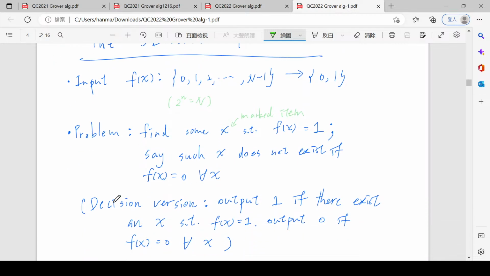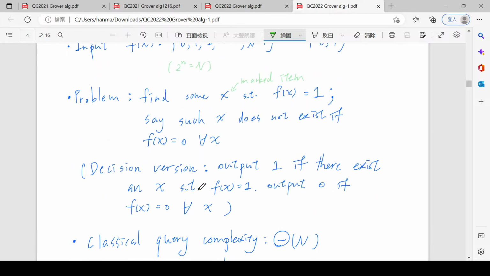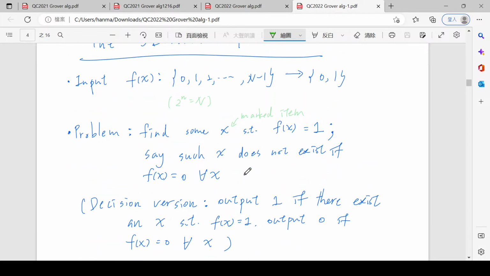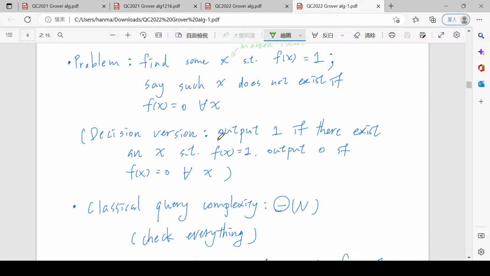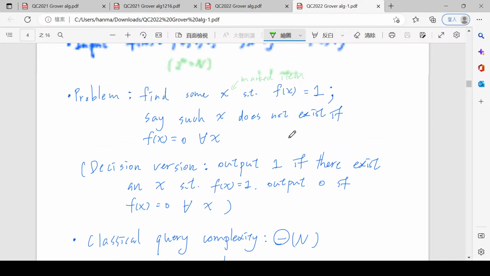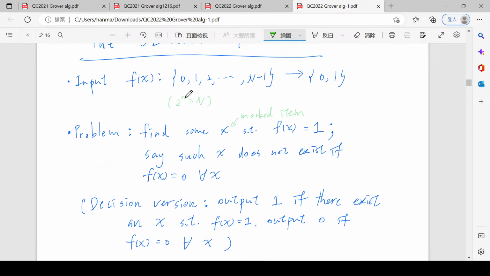So here we also provide a decision version. This will be useful when we are trying to lower bound the query complexity. For the decision version, we want to output 0 or 1. We output 1 when there exists any x such that f of x equals 1. So if you think about your truth table of f, somewhere there is a 1. Maybe there are a lot of zeros, just a 1 somewhere.